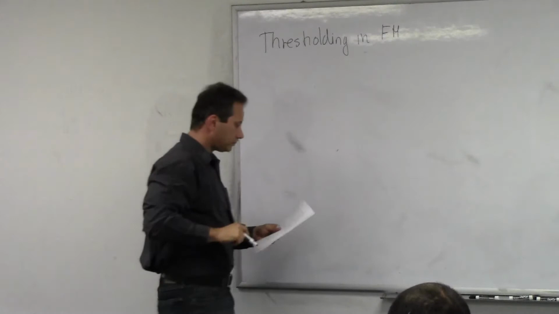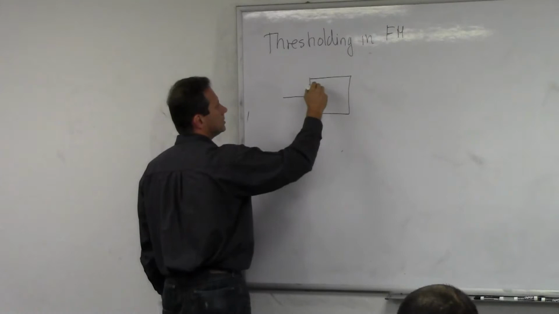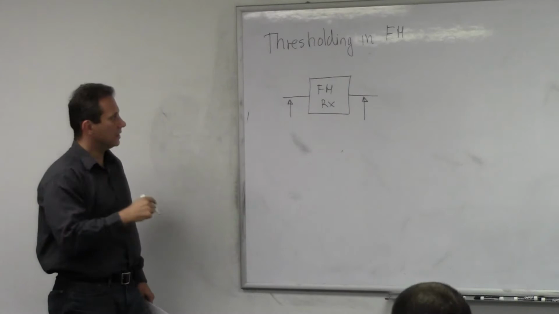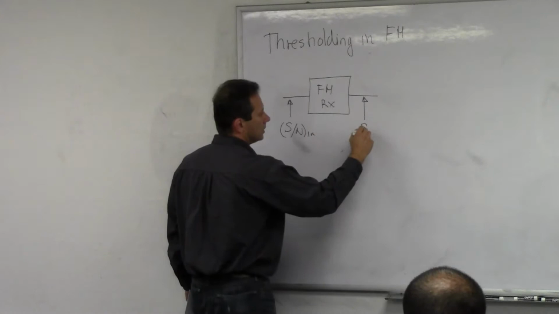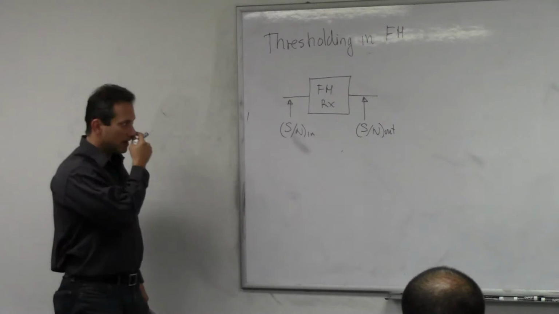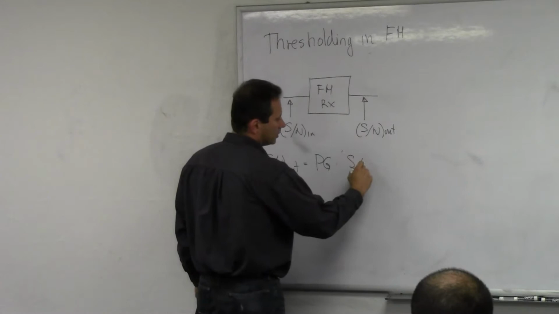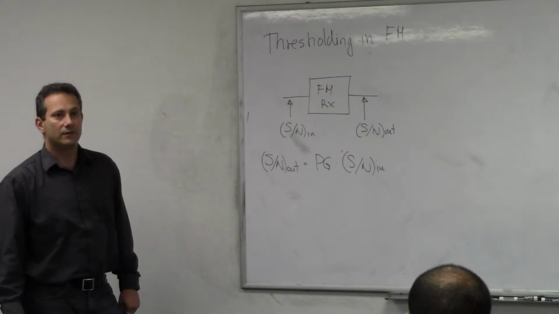Here's what we did last time. We looked at FM reception, so this is an FM receiver. And if you remember, our methodology is to define two signal-to-noise ratios, one at the input and one at the output. So this is the signal-to-noise ratio at the input, and this is the signal-to-noise ratio at the output. After some math, last time we found that the signal-to-noise ratio at the output is some processing gain times the signal-to-noise ratio at the input, which is a general formula that is valid for every single modulation scheme.